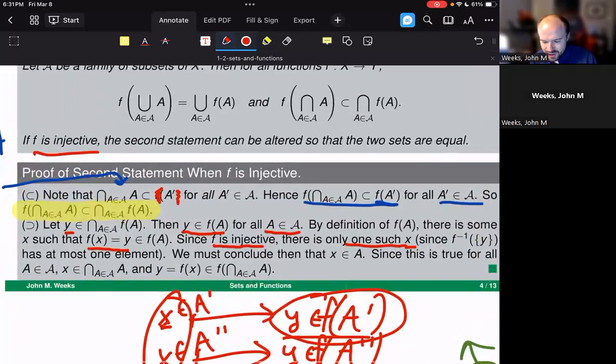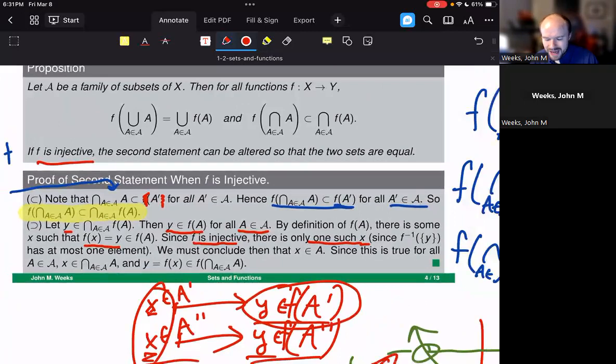So since f is injective, there is only one such x regardless of our choice of set A that we have here. So we must conclude that x is inside of this set A, because it's inside of each of those individual sets. Since this is true for all A inside of this arbitrary collection, then x is inside of the intersection of all of these sets A, and hence y is in f of x, which is inside of f of the intersection of A, which is exactly where I wanted to end up.